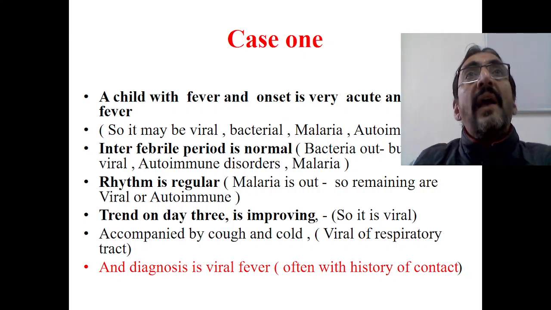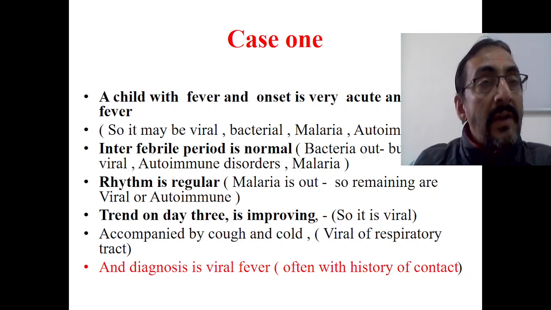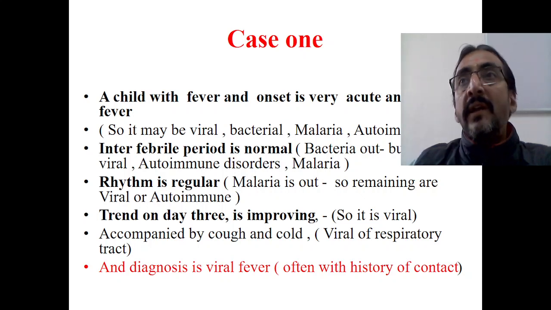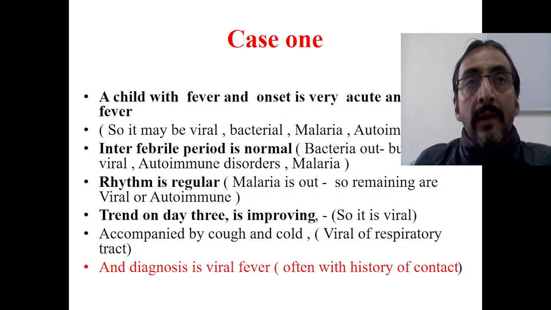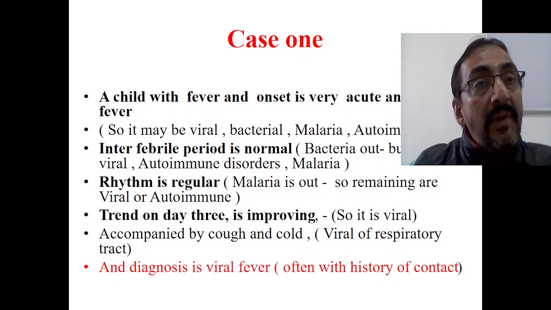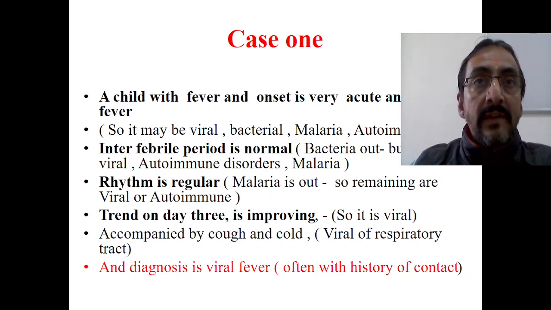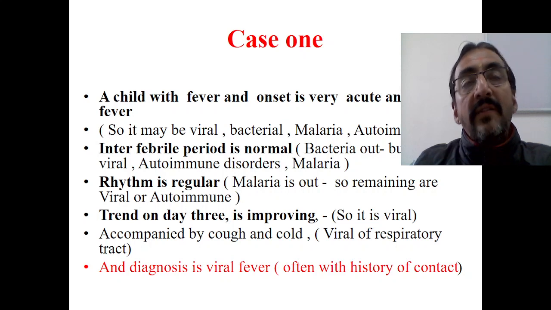Now you ask about the associated symptoms. Last question. Associated symptoms: the mother is telling us the child is also having cough, running nose, and body pain. Multiple symptoms are there. Multiple symptoms will be seen in viral infections, so therefore it is a viral infection.